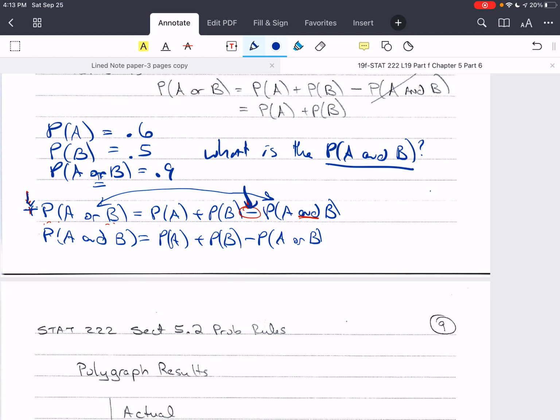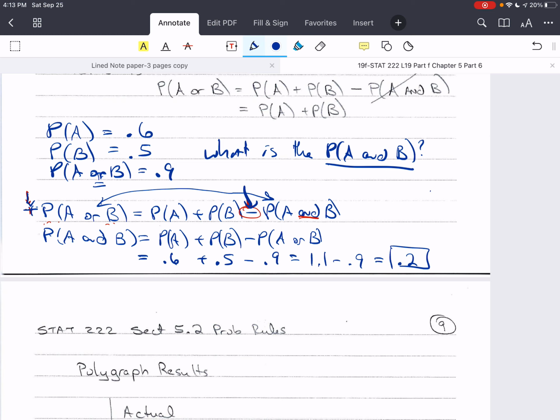Okay? So in our case, we want the probability of A and B, and so we plug in 0.6 plus 0.5. Now, if I stop right there, I have 1.1. I can't have a probability that's above 1. So I have to have something else. So this is a 0.9, okay, for A or B. And so I have 1.1 minus 0.9 equals 0.2. So this is the probability of A and B.